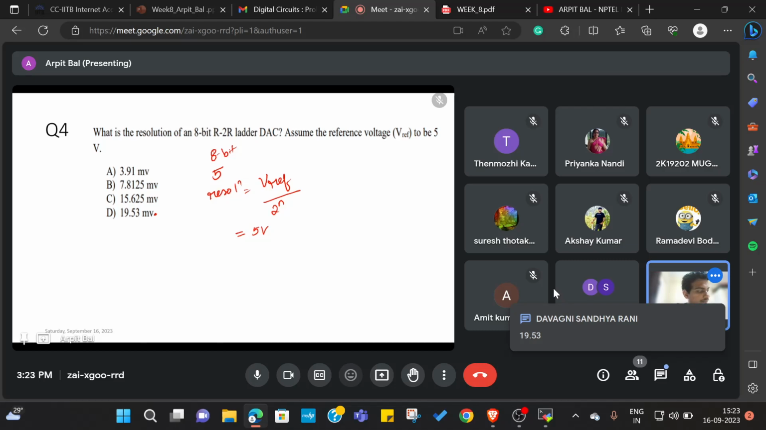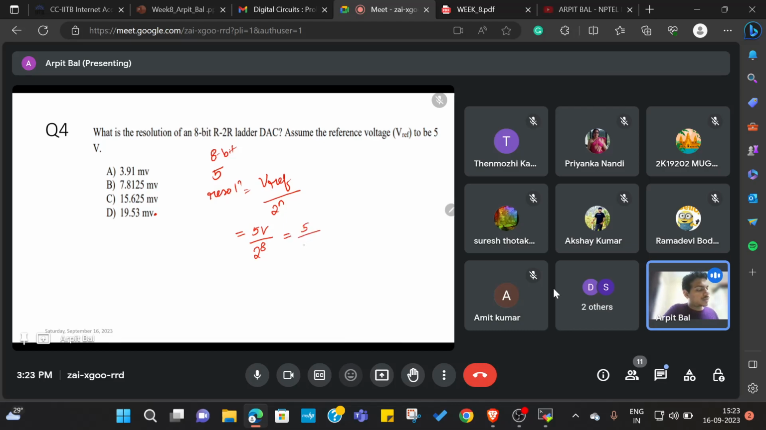Okay. So this will be basically 5 volt by 2 power 8. So 2 power 8 is 256. Yeah, that will be close to 19. Not close to, that will be exactly 19.53. Yeah, option D is correct.